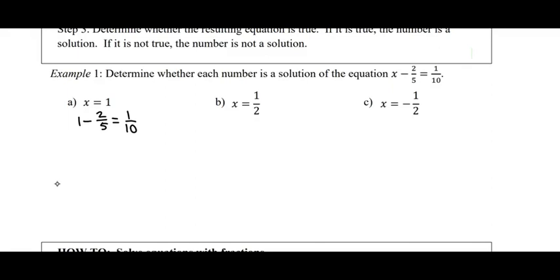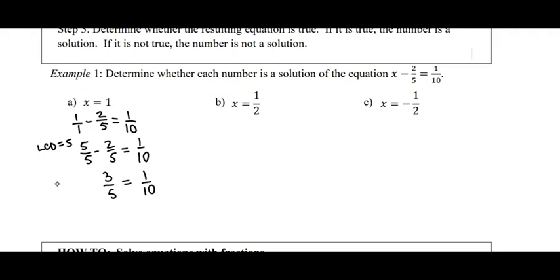So 1 could be rewritten as 1 over 1 as a fraction, and then finding the LCD would be 5. So we have 5/5 minus 2/5 equals 1/10. 5 minus 2 is 3, so I have 3/5 on the left, and I have 1/10 on the right.